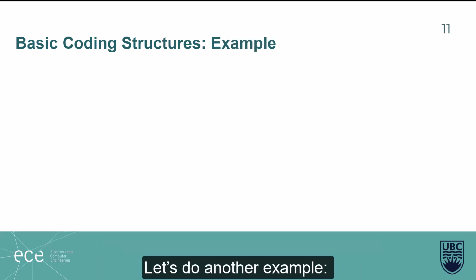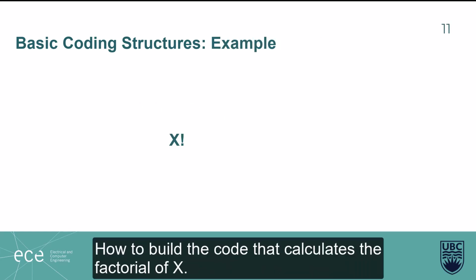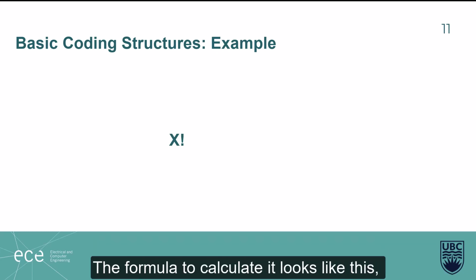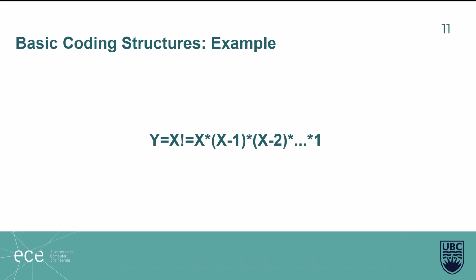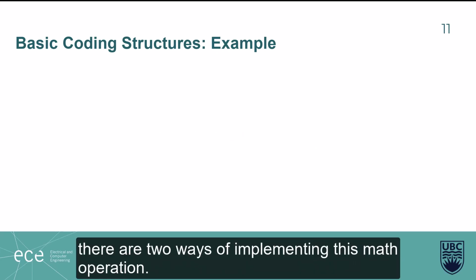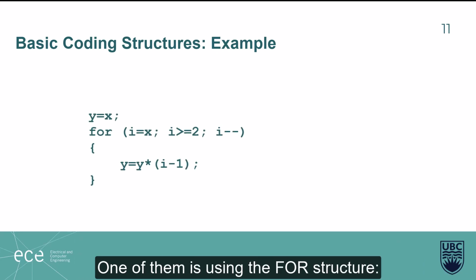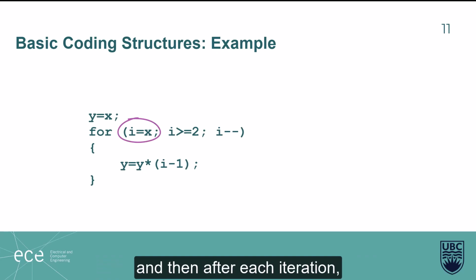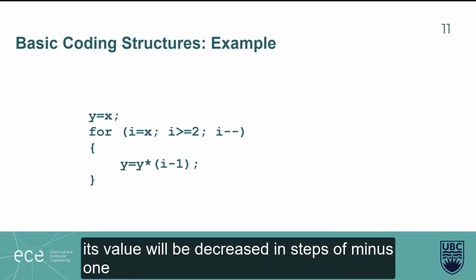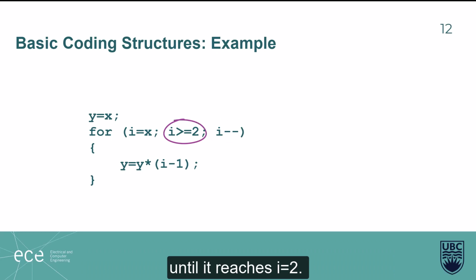Let's do another example. How to build the code that calculates the factorial of x. The formula to calculate it looks like this, where we assign the value of the factorial of x to a variable y. Using what we know so far, there are 2 ways of implementing this math operation. One of them is using the for structure. The variable y takes x's value. I starts also taking x's value, and then after each iteration, its value will be decreased in steps of -1 until it reaches I equals to 2.